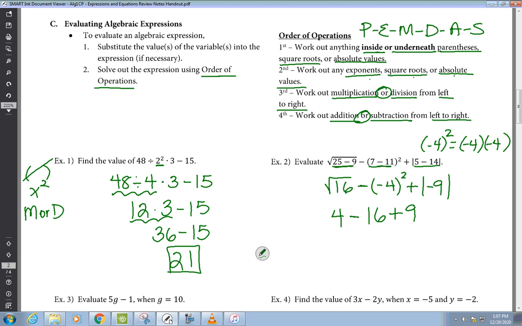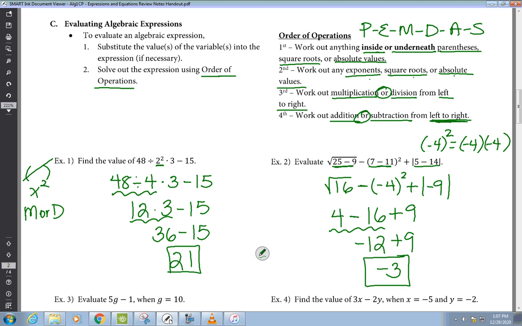There is no multiplying or dividing, so that works. Adding or subtracting from left to right. So that means 4 minus 16 gets done first. 4 minus 16 is negative 12. And negative 12 plus 9 leaves you with negative 3. And that completes the problem.